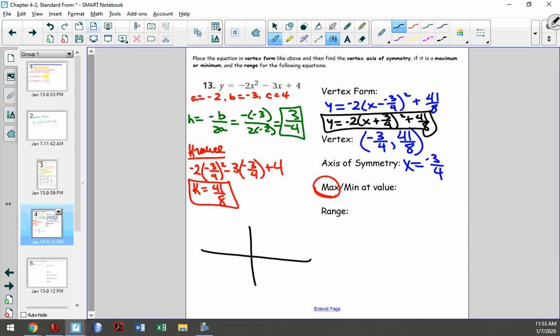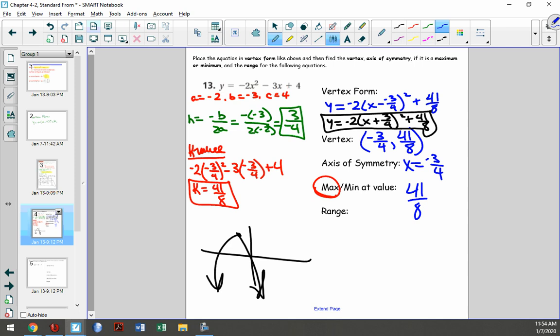Since I want you to make a nice little sketch of this, you're going to say, okay, where's -3/4 and 41 over 8? Well, that's going to be right here in the second quadrant somewhere, right? Don't really care what your scale is. I just want you to know where it's approximately at. And we said that this thing has a value of a being -2, which means since it's negative, it opens down. Which means I have a maximum value at what y coordinate? At 41 over 8. Very good.